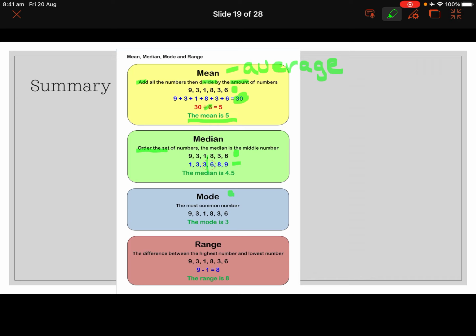We've got mode, the most common number, so the one that shows up the most. So in this set of numbers again, we have 3, nothing else doubles up or anything, so 3 happens the most. It's the most frequent, so the mode is 3. And we have the range, so it's the difference, which means we subtract the highest number and the lowest number. Okay, so the highest number in our numbers here is 9, the lowest number is 1, so you go 9 minus 1 is 8, so the range is 8. Okay.